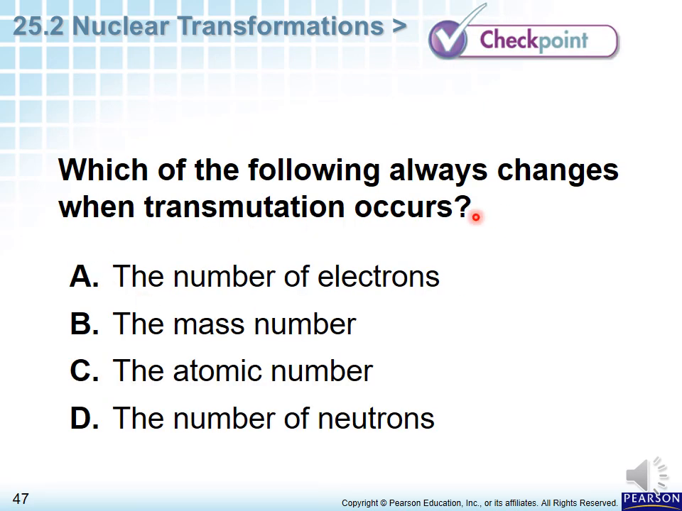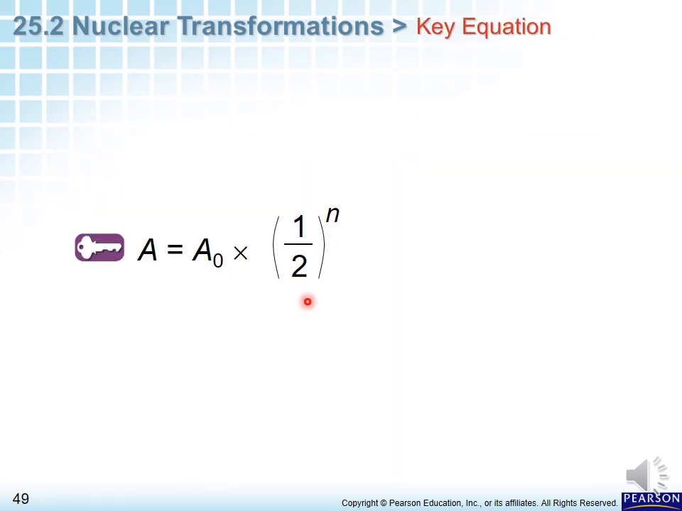Checkpoint please. Which of the following always changes when transmutation occurs? Atomic number. Boys, remember this equation: A is equal to A naught times half to the power n, by which you can calculate the remaining amount.